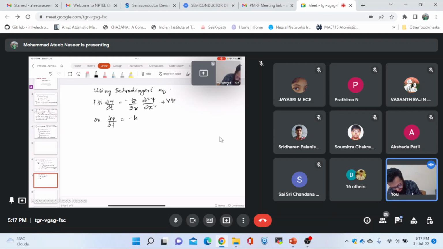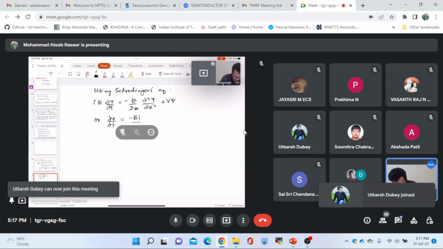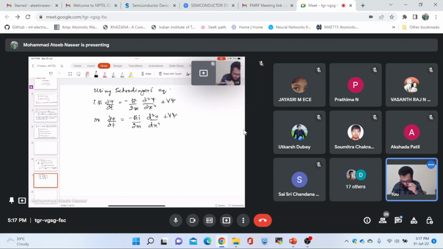equal to minus h bar iota by 2m d²ψ/dx² plus Vψ. Now if we take the conjugate of this, we will be getting... I have missed something here, yes, I have missed this minus iota by h bar, since I am dividing by iota h bar. So I am getting this relation.